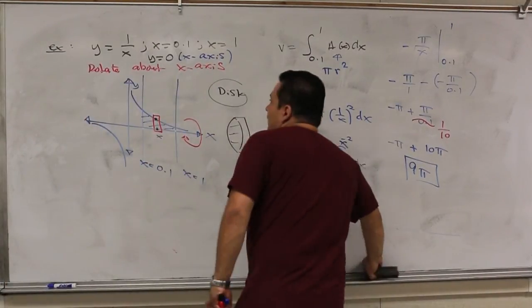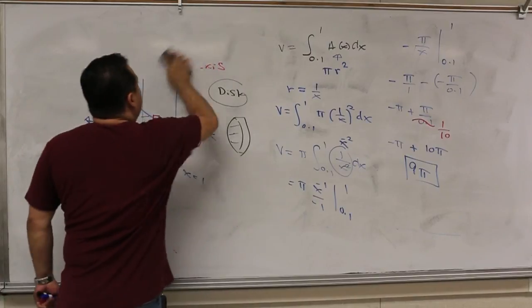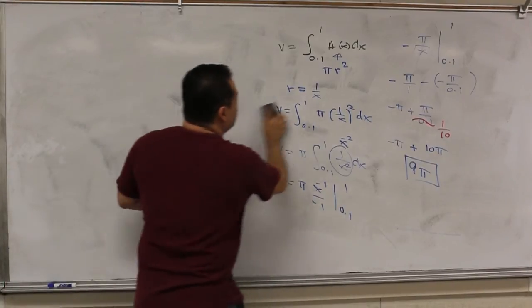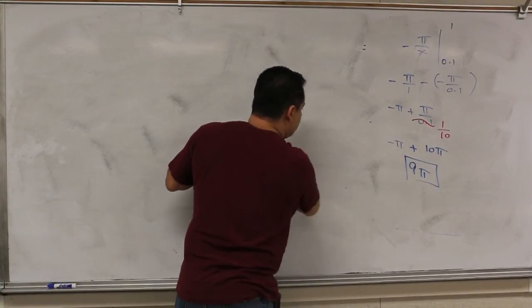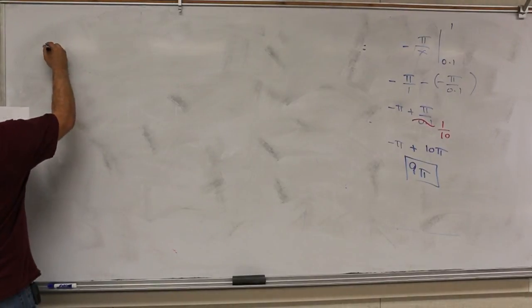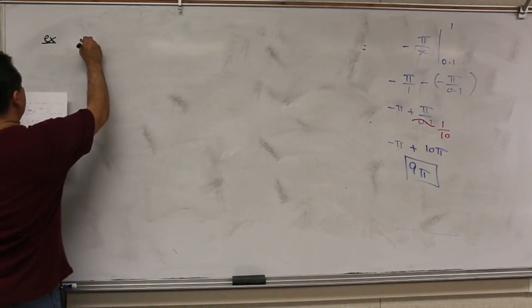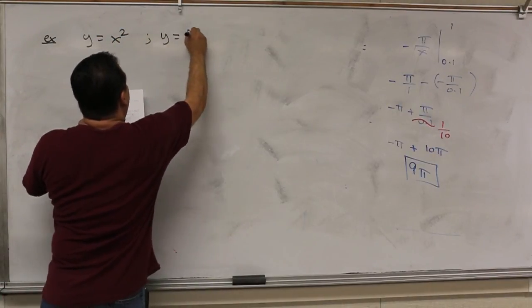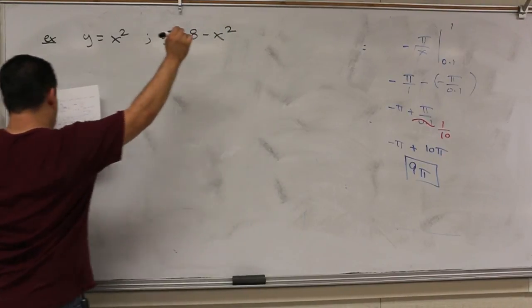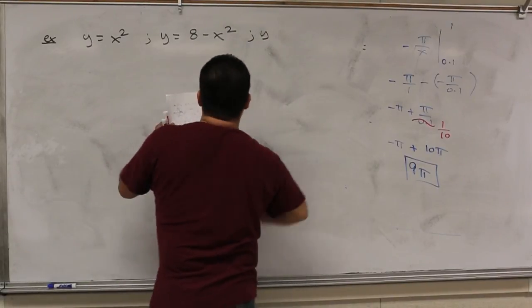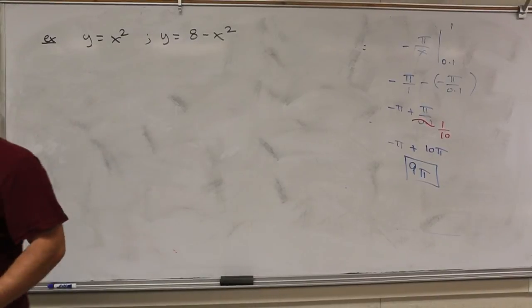Let me pull another problem out. I'm going to do another example. Let's see how you guys handle those skills that we looked at. We'll keep it a little simple here. These are problems. Y is x squared. Y is 8 minus x squared. And y is negative 1. Oh no, we're going to say rotate about y is negative 1.